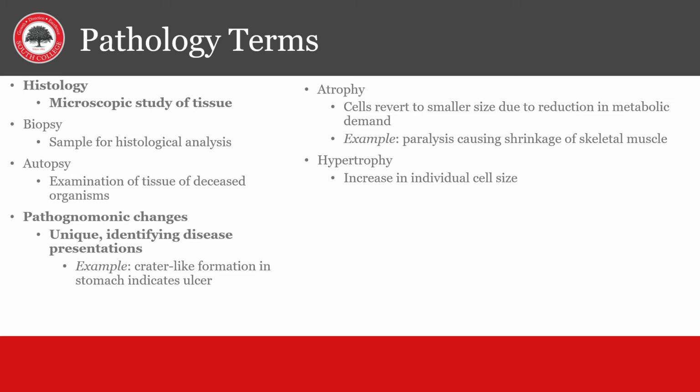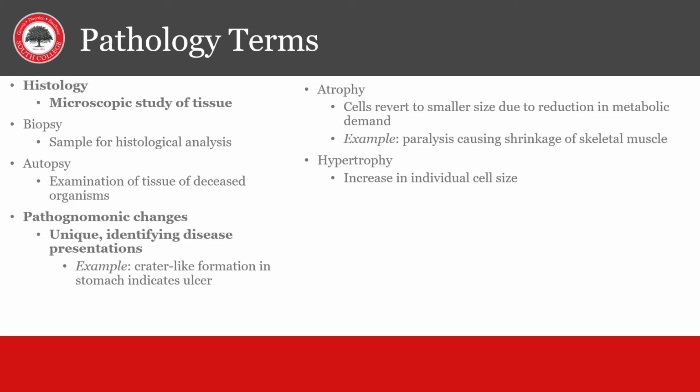Now let's learn some pathology terms to help us better understand pathology. Histology is the study of tissues. Biopsy is histological samples taken for analysis. Autopsy is the examination of dead or diseased organisms. Pathognomonic changes are what we look for in order to diagnose known diseases. They are the unique identifying presentations.